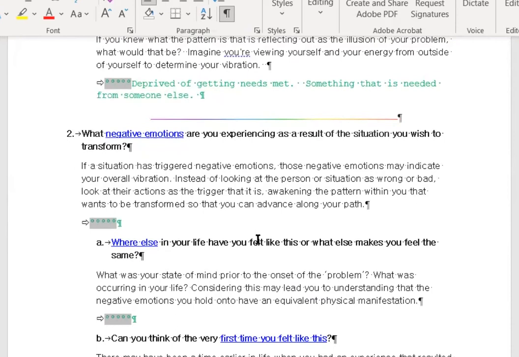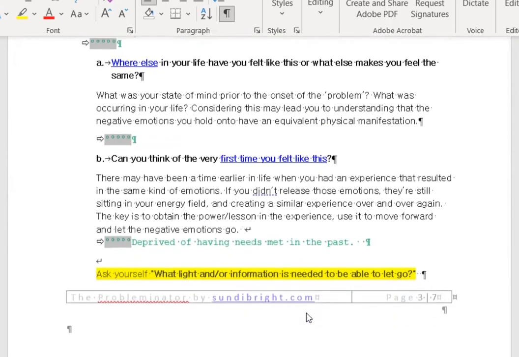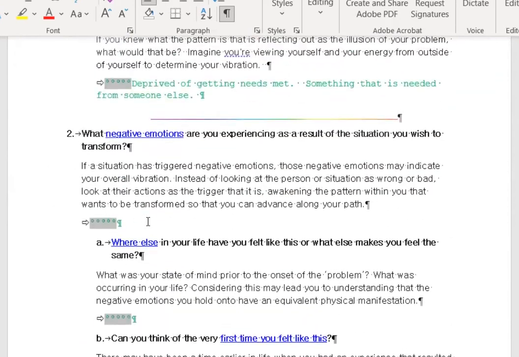So negative emotions: do you feel any negative emotions at this point? That's when you know you're a little off balance. If it's just a wanting, if it's just your preference, that's not a negative emotion.